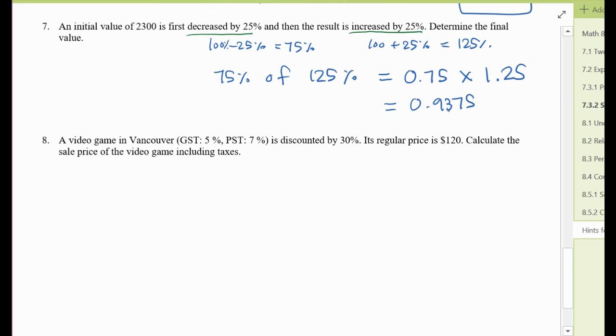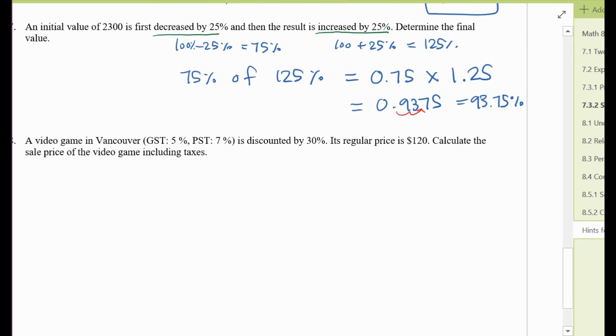In percentage, if you move 2 decimals, that is 93.75%. Okay, everyone, to get the same value, it should be 100%, but it's actually 93.75%. So you will not get the same initial value as your final value. So what you're going to do is find 93.75% of the initial value, which is 2,300.